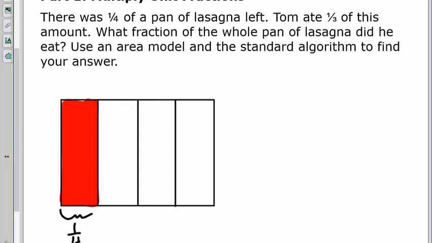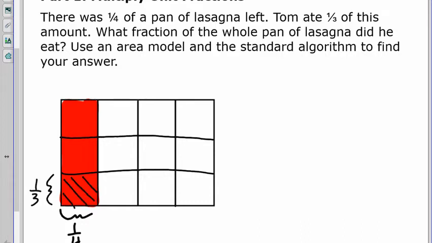Now of that fourth, Tom ate 1/3 of it. So I need to break this into thirds, roughly like that. And there is my third. So he ate this piece right here.